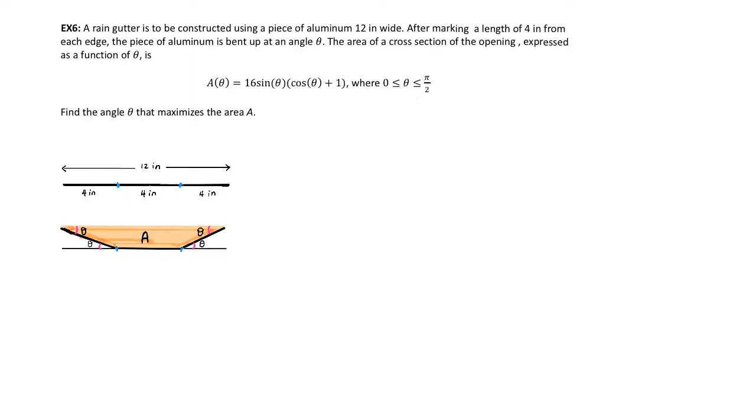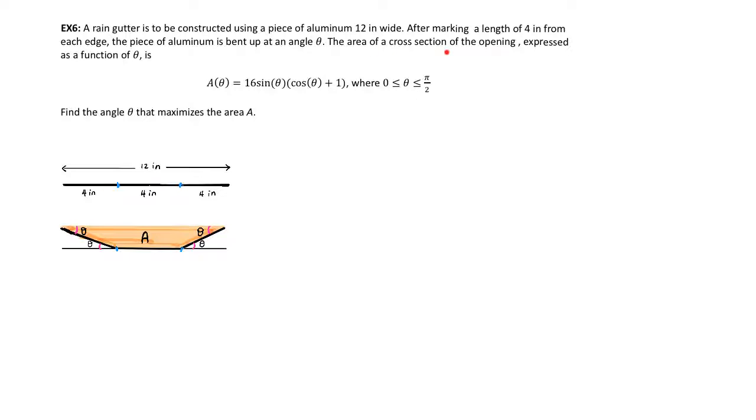The extreme value theorem can also be applied to word problems. The math behind it, the idea behind it is the same as a more algebraic problem versus a word problem. Let's read it. A rain gutter is to be constructed using a piece of aluminum 12 inches wide. You can see that piece right here. After marking a length of 4 inches from each edge, the piece of aluminum is bent up at an angle theta. So you can see over here how these two little pieces at the end are bent by the same angle theta, by the same amount.